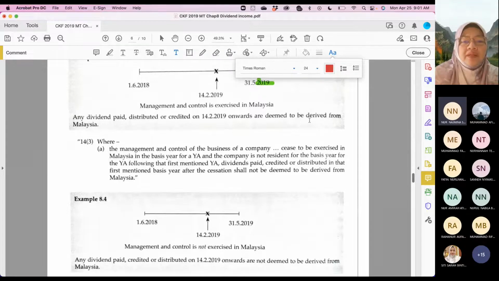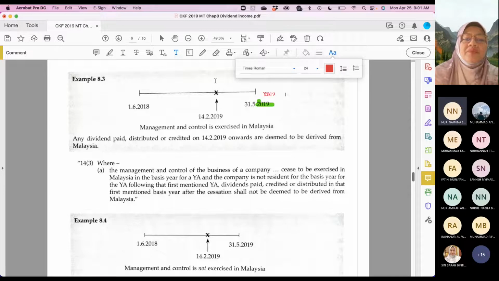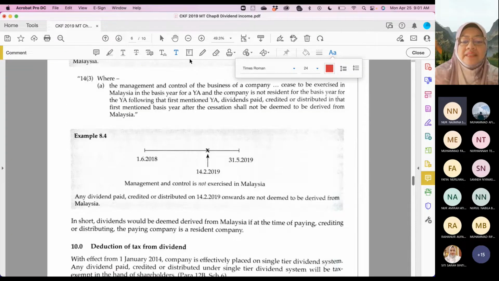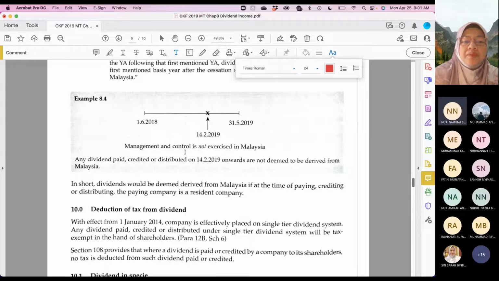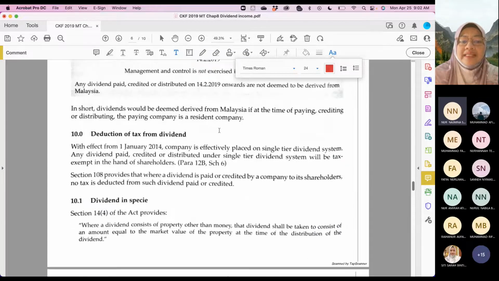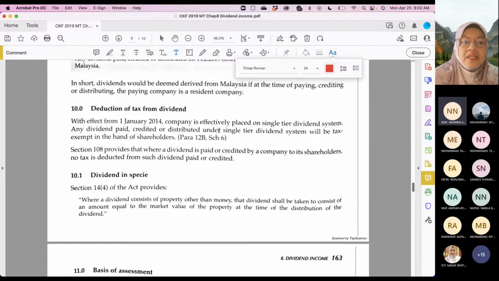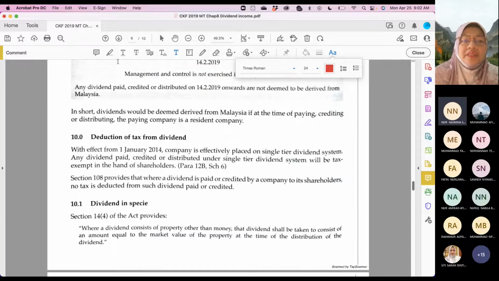So in this case, before this you are non-resident. But if you're already a resident company, normally we assume that you are a resident company. If management control is not exercised in Malaysia, any dividend paid or credited is not deemed to be derived from Malaysia because you don't have any control in Malaysia. So in short, a dividend would be deemed to be derived from Malaysia if at the time of paying or crediting, the company is a resident company.